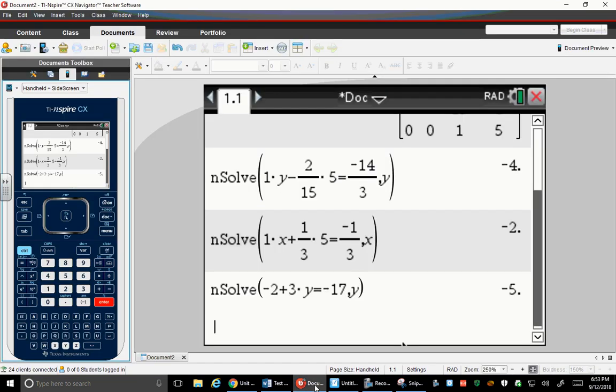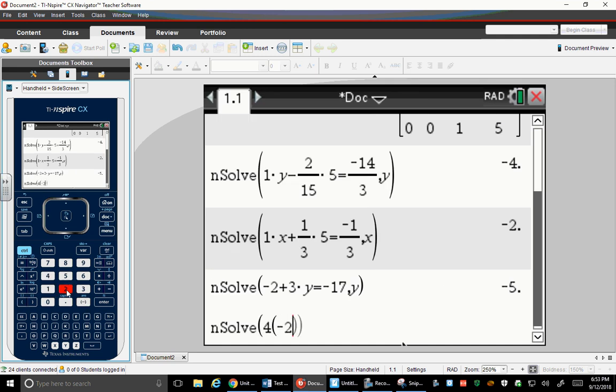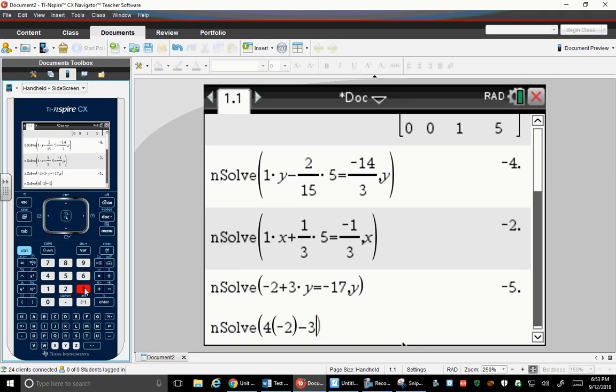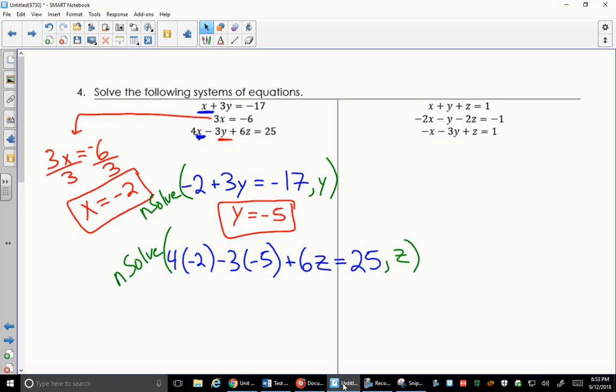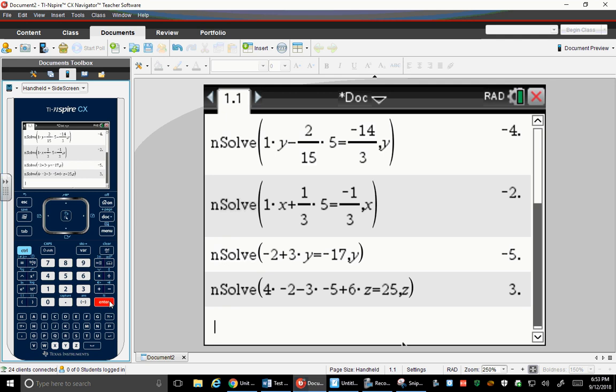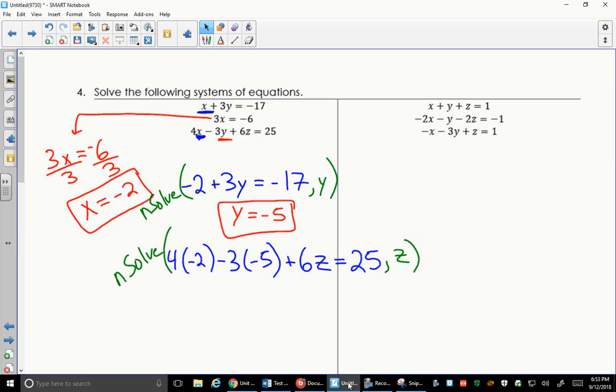4 times negative 2, so we need menu 3, 1. Subtract 3, parentheses negative 5, plus 6z equals 25. All right, now comma z. All right, and now we know z equals 3. So here, now we can say z equals 3.